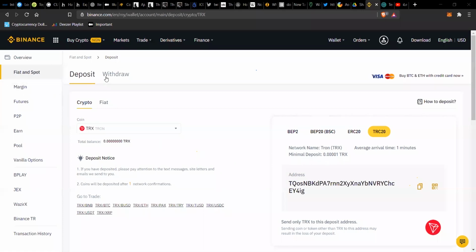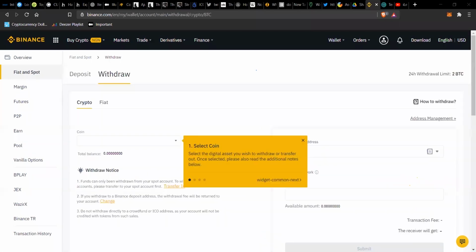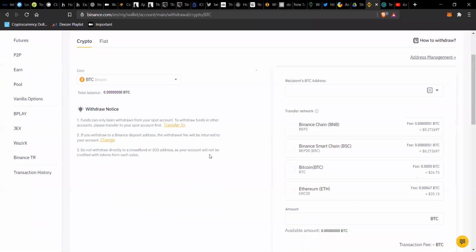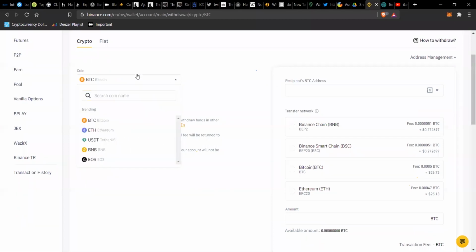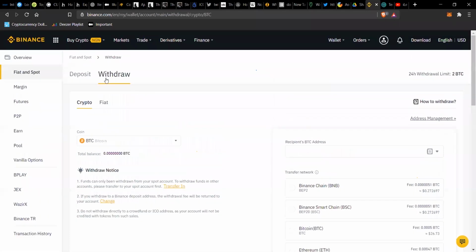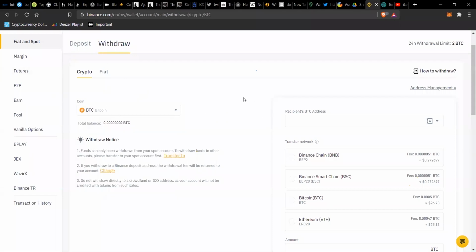And if you want to also withdraw, I'll address two major things you need to take note of when it comes to withdrawal. The first thing is you need to know the address you're withdrawing to. The same thing I explained earlier when you want to deposit. You need to be sure of the address you want to withdraw to, so you don't withdraw to the wrong wallet address. If you want to withdraw Bitcoin, make sure you're withdrawing from your Bitcoin wallet to someone else's Bitcoin wallet.